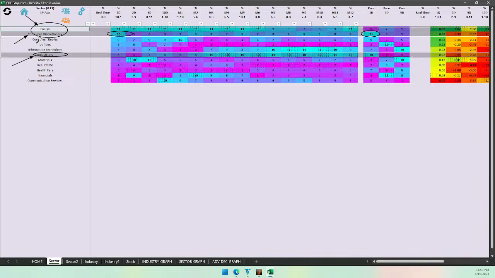But I don't have to do that. Energy is also good enough because it is top 20% in strength. Industrials is also good enough. Good enough means they will give me profitable trades. That's what will matter in the end.